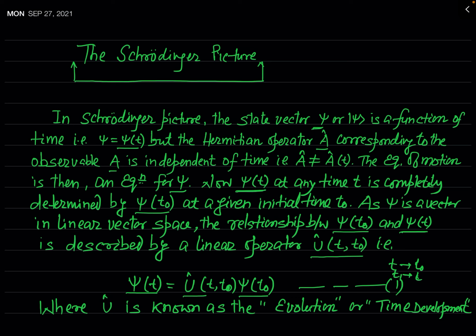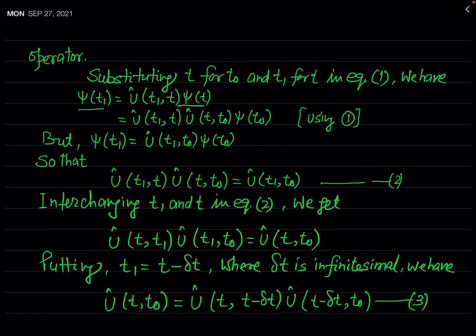So let us substitute the value of psi of t from equation 1 here. You can see instead of this psi of t, I have written this from equation 1. So this is U hat(t1, t) U hat(t, t naught) psi of t naught.